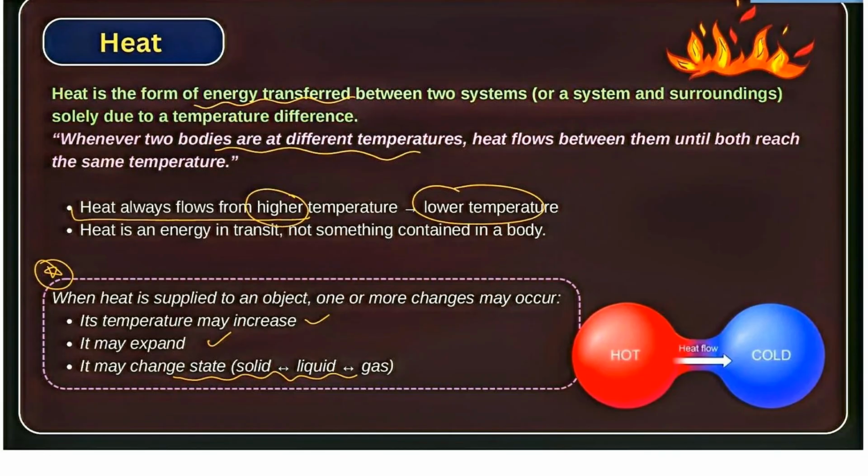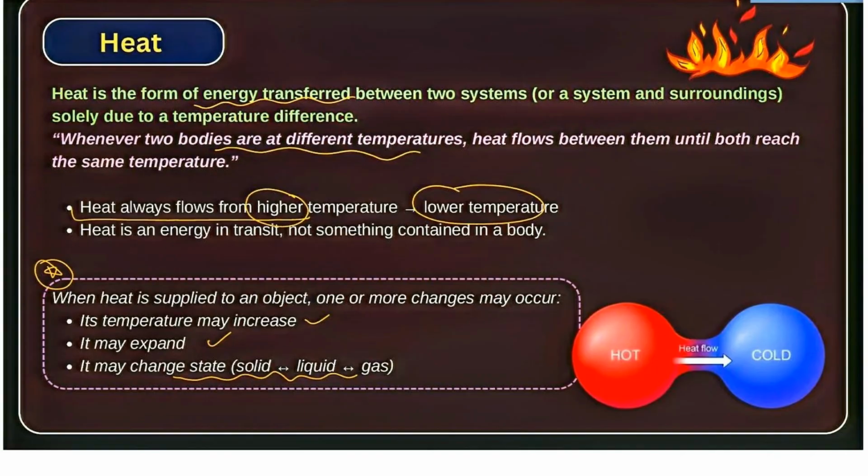Heat. Heat is the form of energy transferred between two systems, or a system and surroundings, solely due to a temperature difference. Whenever two bodies are at different temperatures, heat flows between them until both reach the same temperature. Heat always flows from higher temperature to lower temperature. Heat is energy in transit, not something contained in a body.